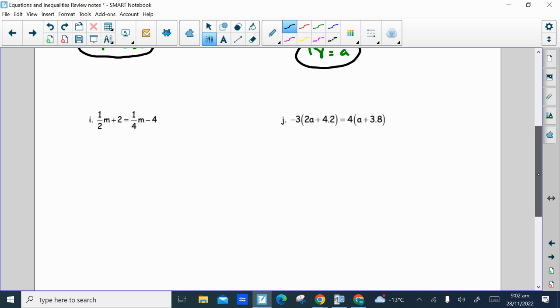Question I. I would first simplify a little bit by combining the numbers together.